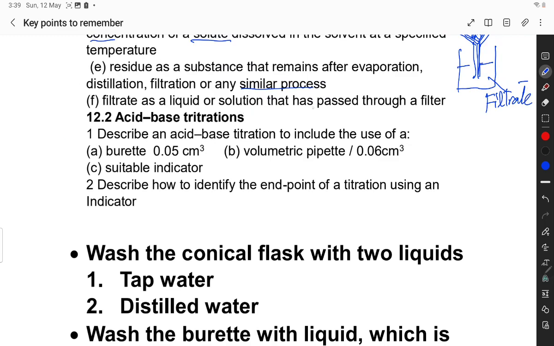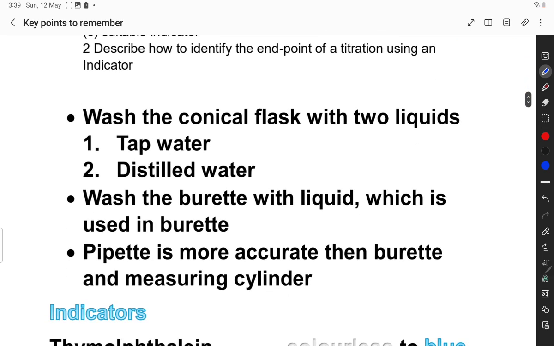Filtrate is a liquid or solution that has passed through a filter paper. Acid-base titration is very important. Describe an acid-base titration, to include the use of a burette (0.05 cm³ accuracy), a volumetric pipette (0.06 cm³ accuracy), and a suitable indicator. Describe how to identify the endpoint of a titration using an indicator.